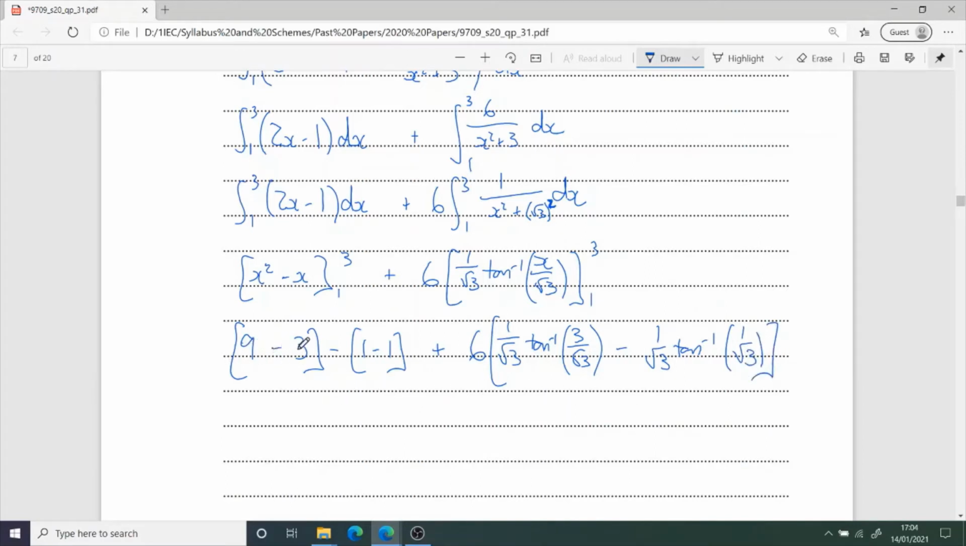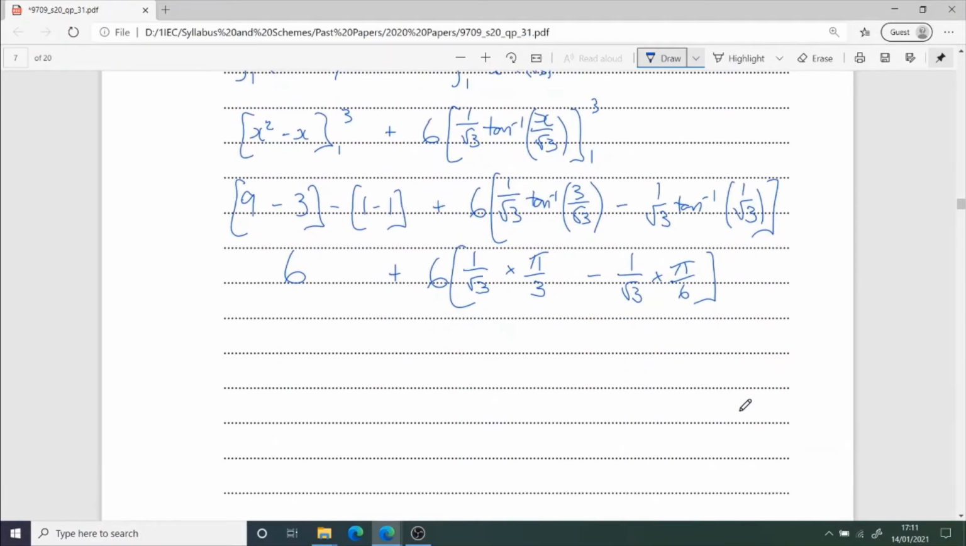9 take away 3 is 6, 1 take away 1 is 0, so here we're just going to get 6, and then we have 6 times 1 over root 3 arctan of 3 over root 3, which I believe is 1 over root 3 times pi by 3, minus 1 over root 3 times pi by 6.